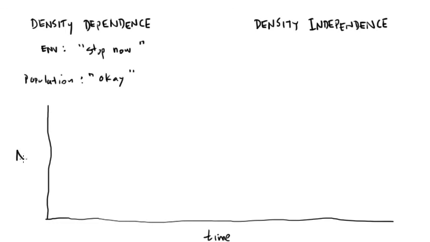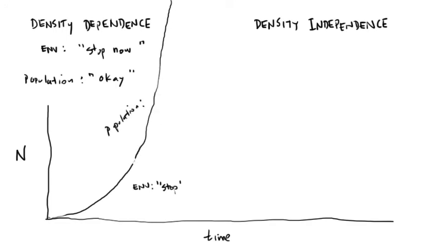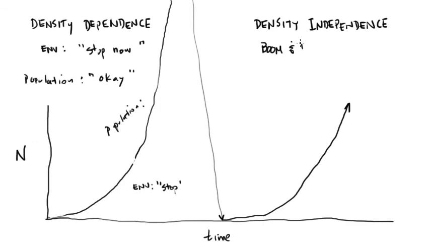Density independence means that the population basically ignores the environment. Environment says, it's time to stop, you're out of food, and the population keeps on growing, oftentimes leading to a cataclysmic population crash, putting the population to very low numbers from which exponential growth starts all over again. This gives us what we sometimes refer to as a boom and bust population cycle, which really isn't a cycle at all, or at least not a regular one. And yes, this is a real thing.